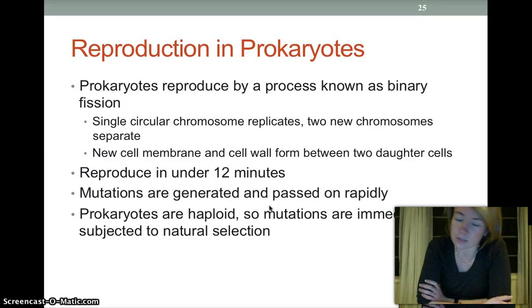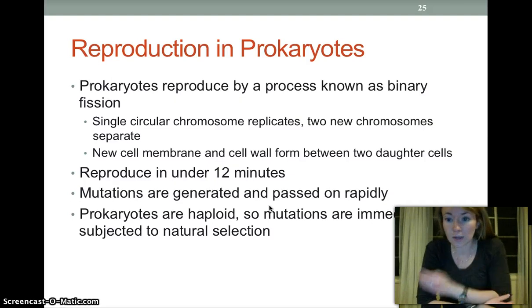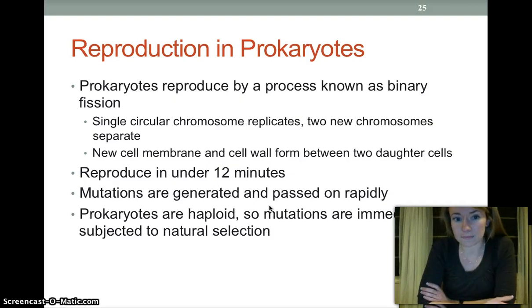So think of how quickly mutations in humans can be passed on, which is pretty slowly. But if we were to cut that down from 30 years to 12 minutes, our mutations would happen much more rapidly. And also, the prokaryotes are haploid because they only have one copy of each allele, so mutations are immediately subjected to natural selection. So think of it this way.